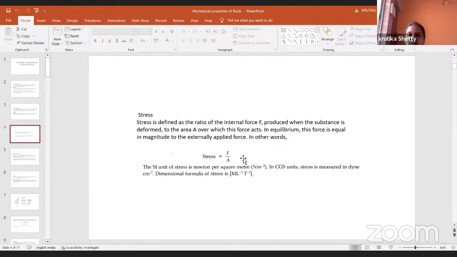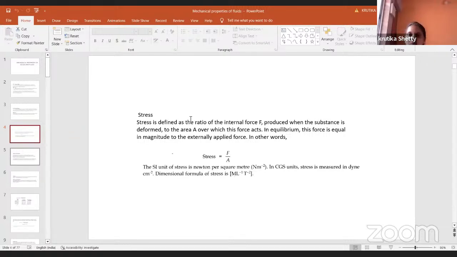The SI unit, you know, we measure force in newton and area in meter square, therefore the unit will be newton per meter square. This is the SI unit. In the CGS unit, it is dyne per centimeter square. Okay, the dimension formula is given by M raised to 1, L raised to minus 1, T raised to minus 2. Right? Then next we have the types of stress here.